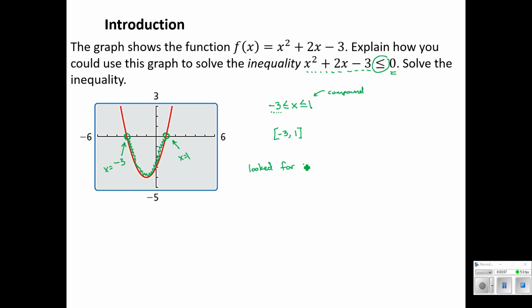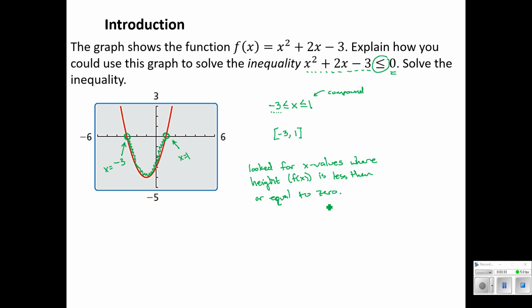Looked for x values where height, that's what f of x means, is less than or equal to 0.